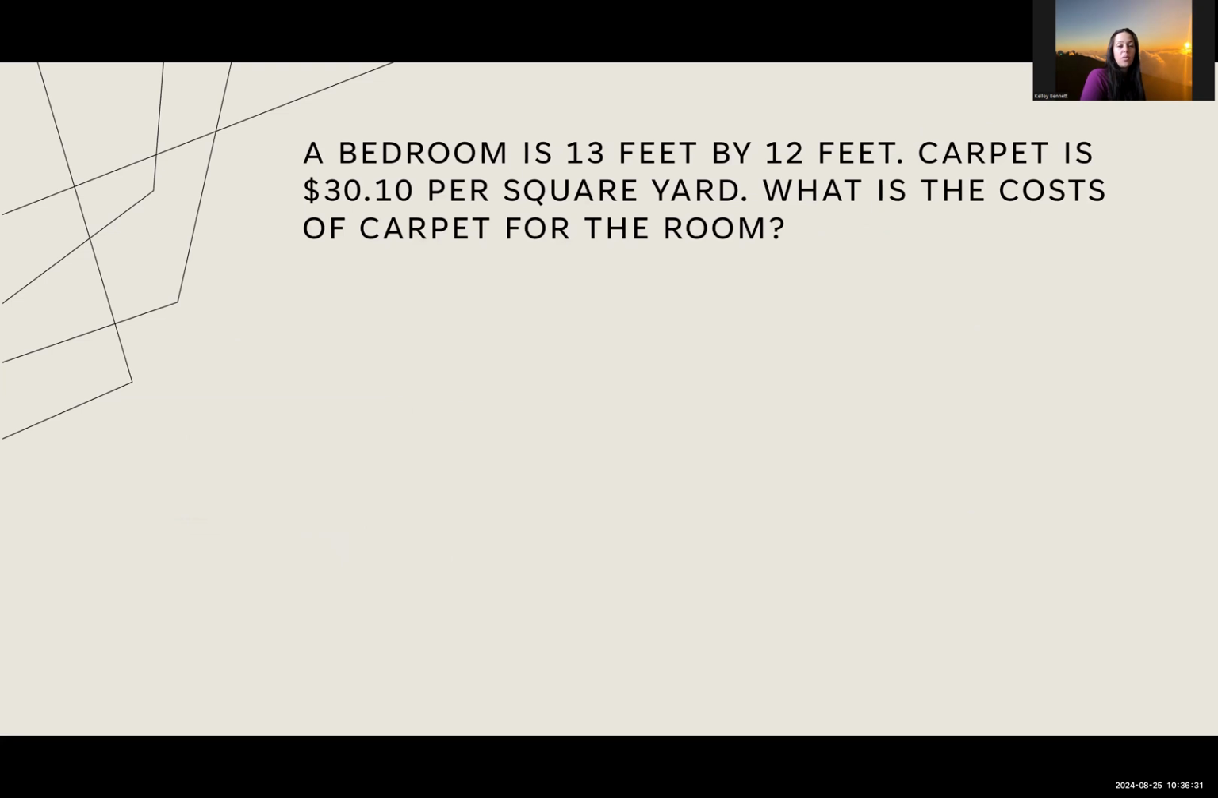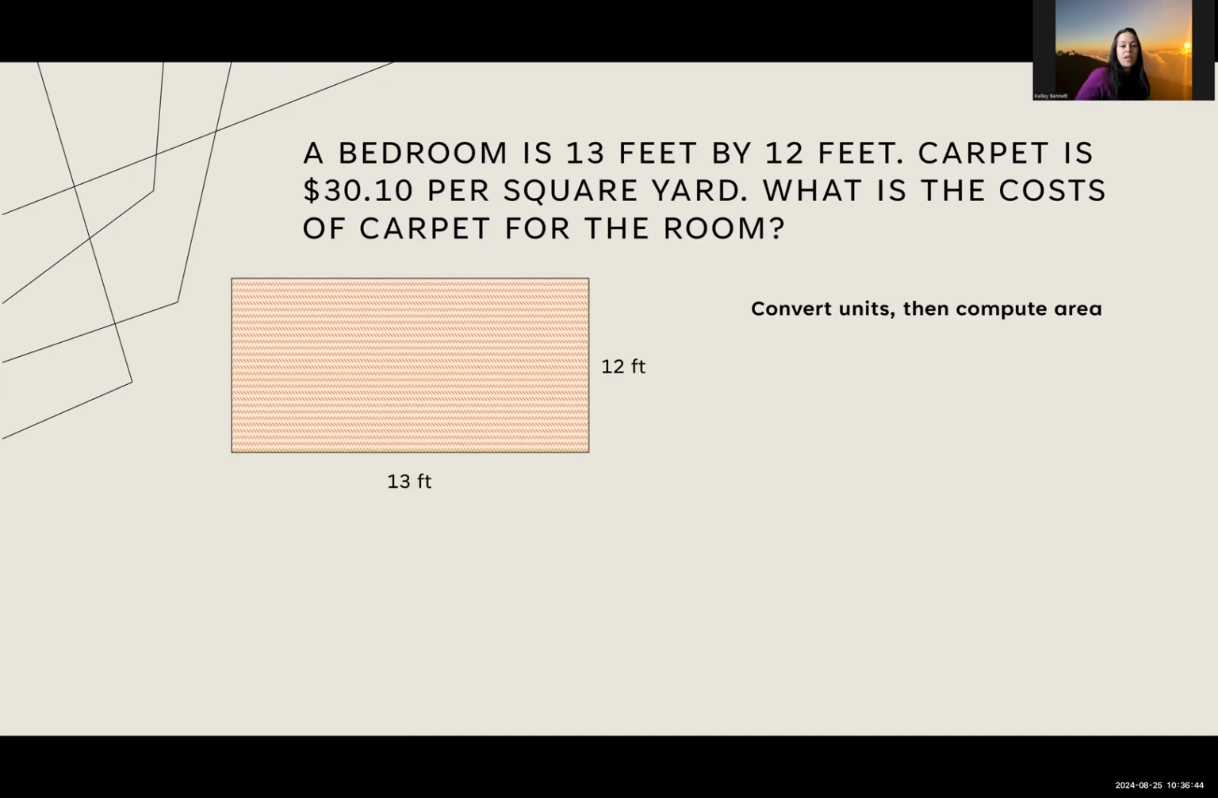In our next example, we're going to carpet a bedroom that is 13 feet by 12 feet. And the cost of the carpet is $30.10 per square yard. So we want the total cost. Let's begin by just looking at a basic diagram of what we're doing. We have a rectangle that's 13 by 12, and I want to know the area of it in square yards because that's how I'm going to apply the cost.